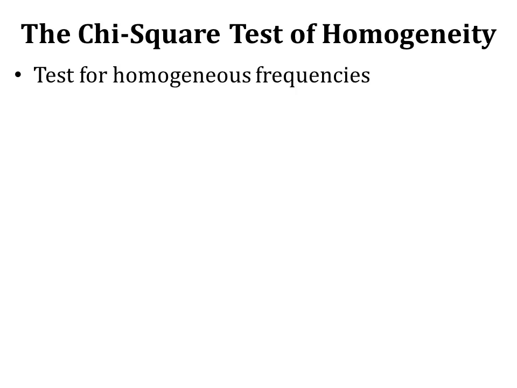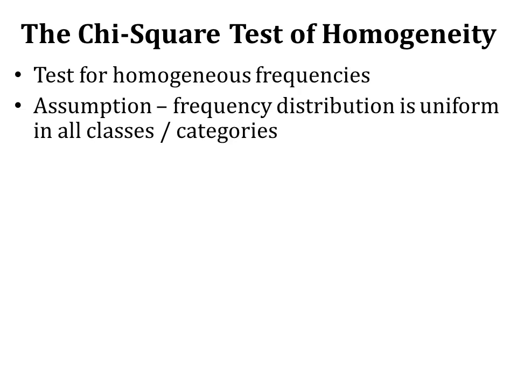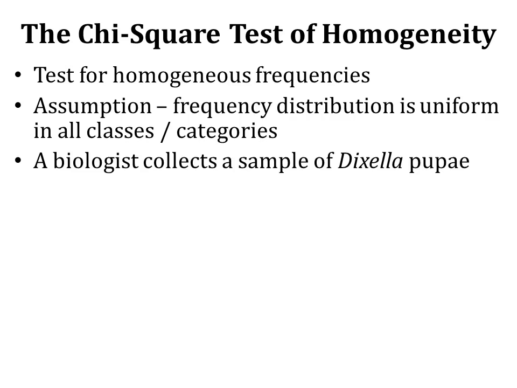Now, starting from the chi-square test of homogeneity, this is the simplest type of the chi-square test, and it is the test for homogeneous frequencies. In this test, the assumption is that the frequency distribution is uniform in all classes or categories. There should be no significant difference in the frequency distribution of your variable among different categories or classes. This is the basic assumption of the chi-square test of homogeneity.